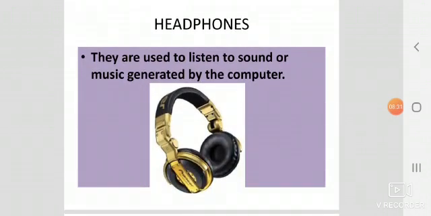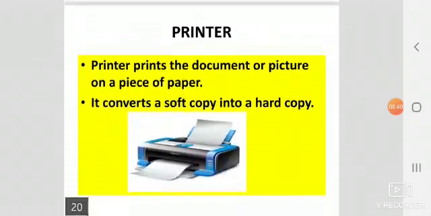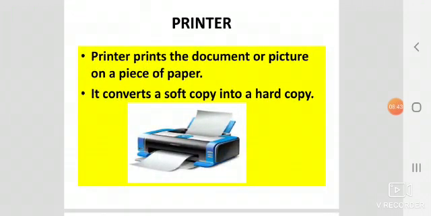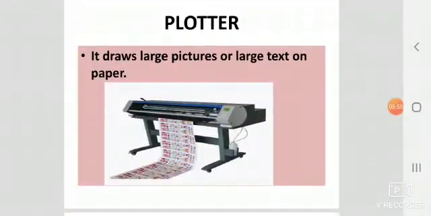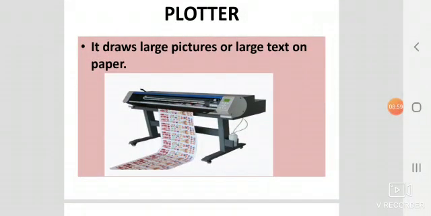Headphones. They help us to listen to sound or music produced by the computer. Printer. Printer is an output device that prints the output on paper. That is, it converts a soft copy into a hard copy. This is plotter. It draws very large pictures or text on paper.